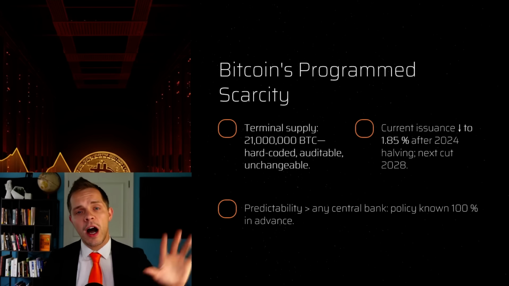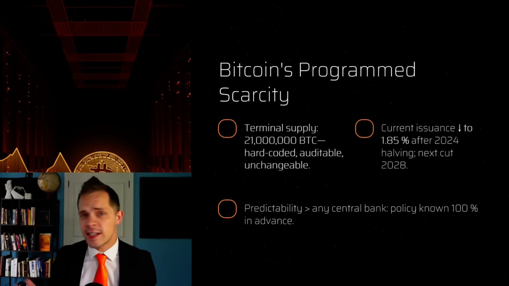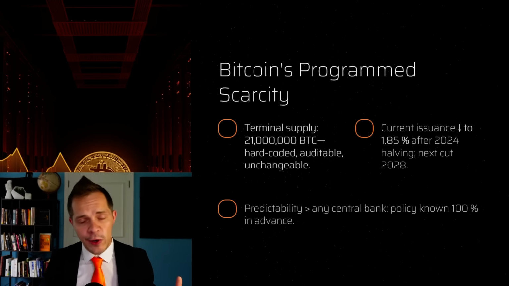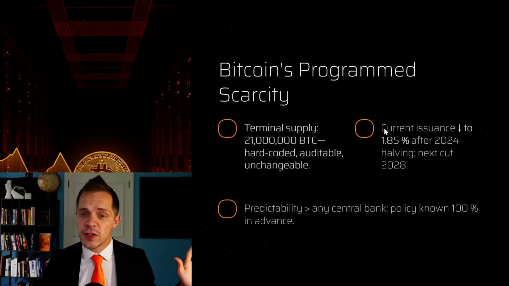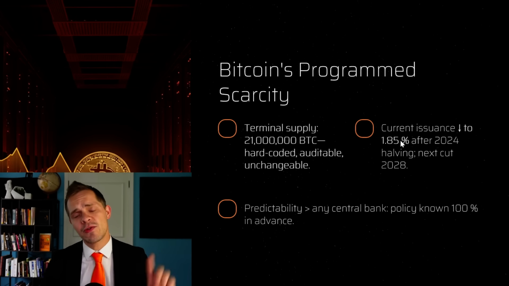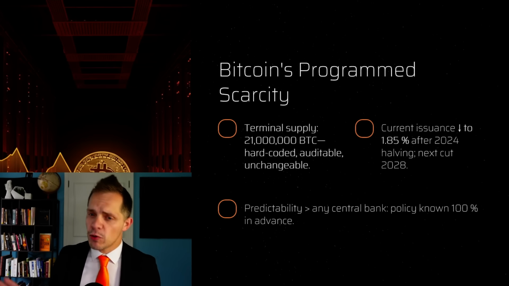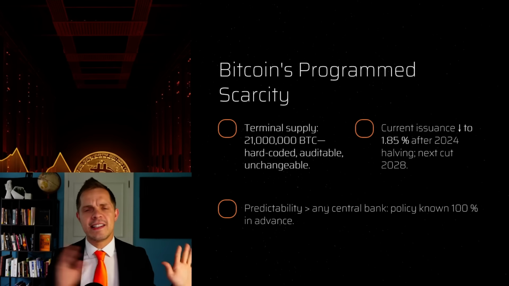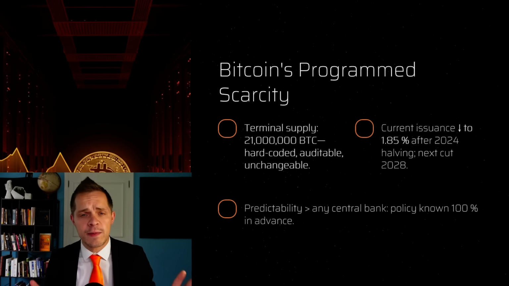Contrast that crumbling fiat base with an asset whose monetary policy is written in stone, not in committee minutes. Bitcoin's terminal supply is hard-capped at 21 million coins, full stop, no emergency meetings, no temporary stimulus, just immutable math. Issuance fell roughly to 1.85% after the 2024 halving and will halve again in 2028. Asymptotically approaching zero like a monk on a silent retreat. This cadence is pre-announced decades in advance. Every block is a mini central bank meeting whose outcomes we already know.